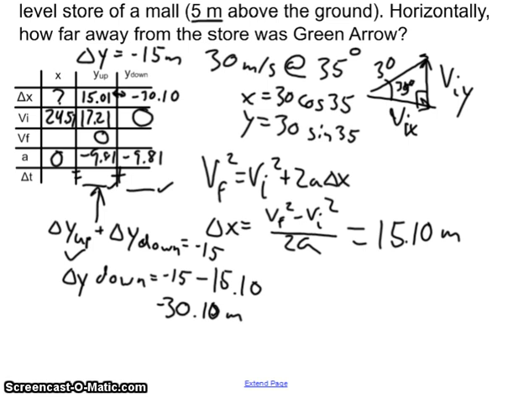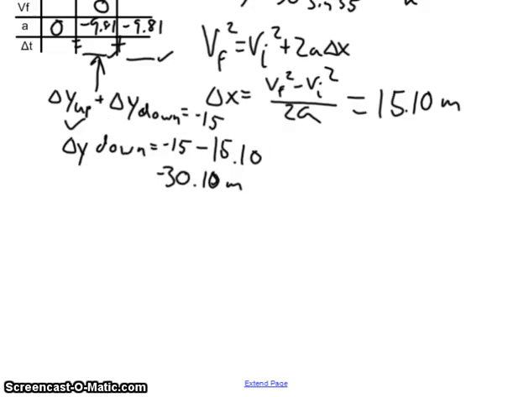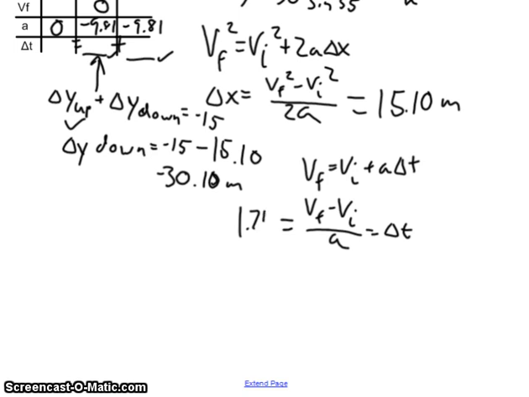So by doing a little bit of math for the y up side, we find our time with the equation Vf is equal to Vi plus A delta t, which rearranges to Vf minus Vi over A is equal to delta t, which for our y up equals 1.75 seconds.